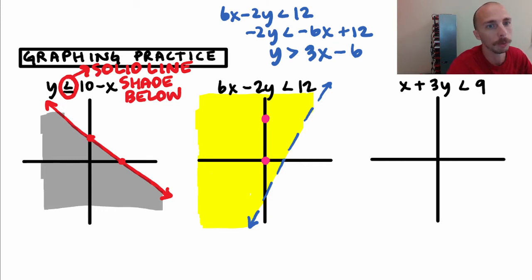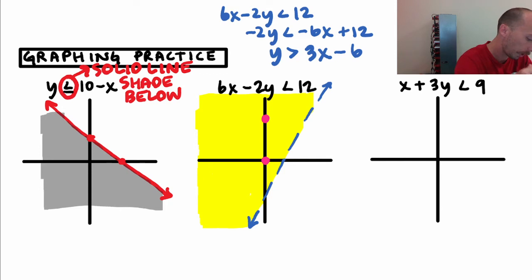Well, that would be 6 times 0 minus 2 times 10. Well, that'll be negative 20. Negative 20, definitely less than 12. So both of these pink dots are solutions to the inequality. Specifically, any of the points that are shaded in yellow will also be xy pairs that satisfy this inequality, 6x minus 2y is less than 12.